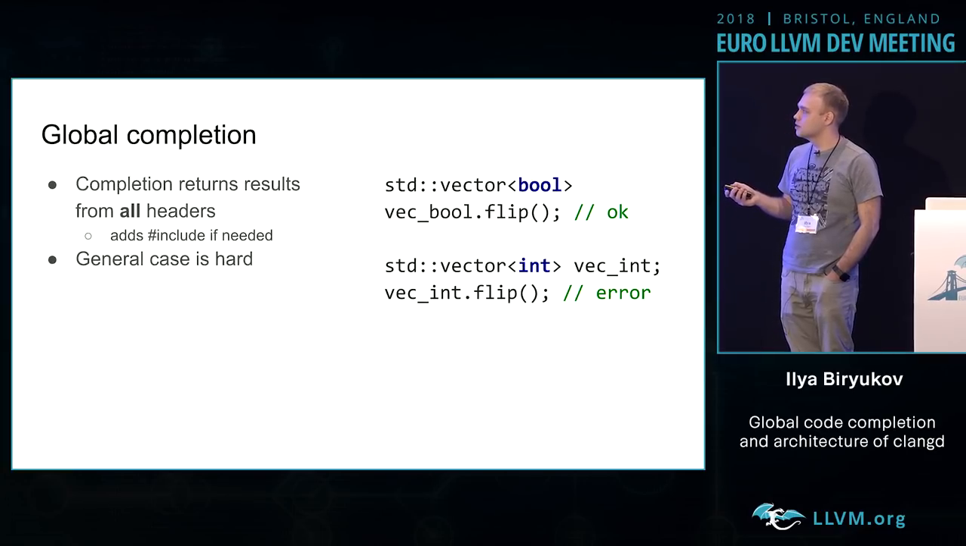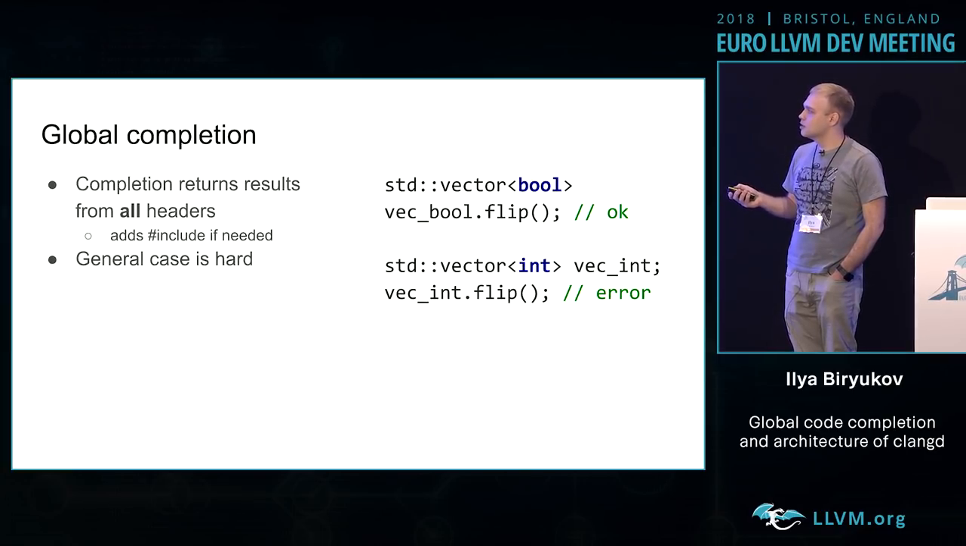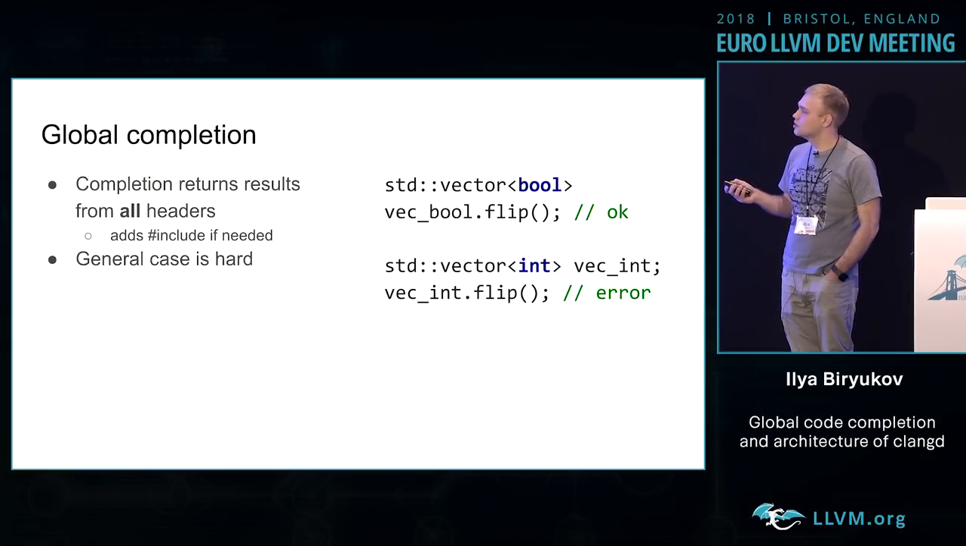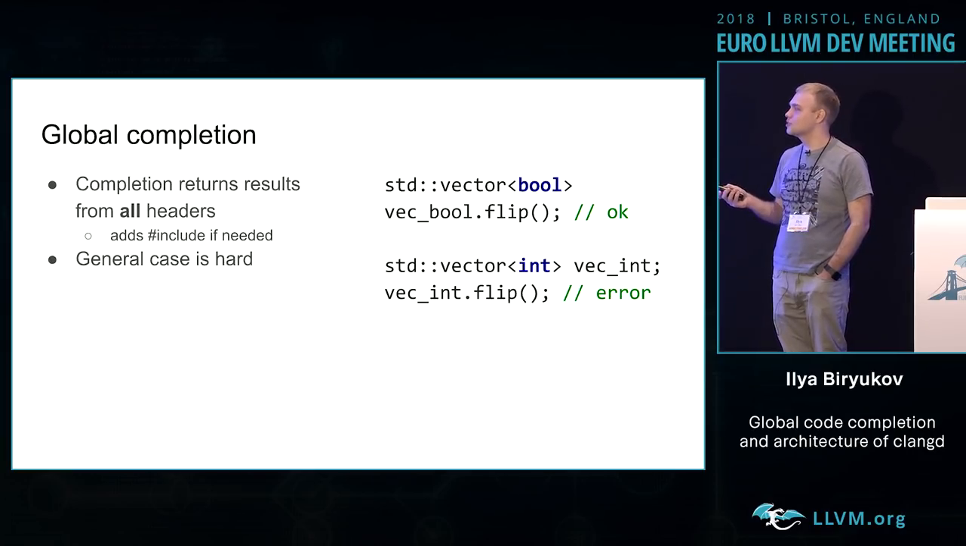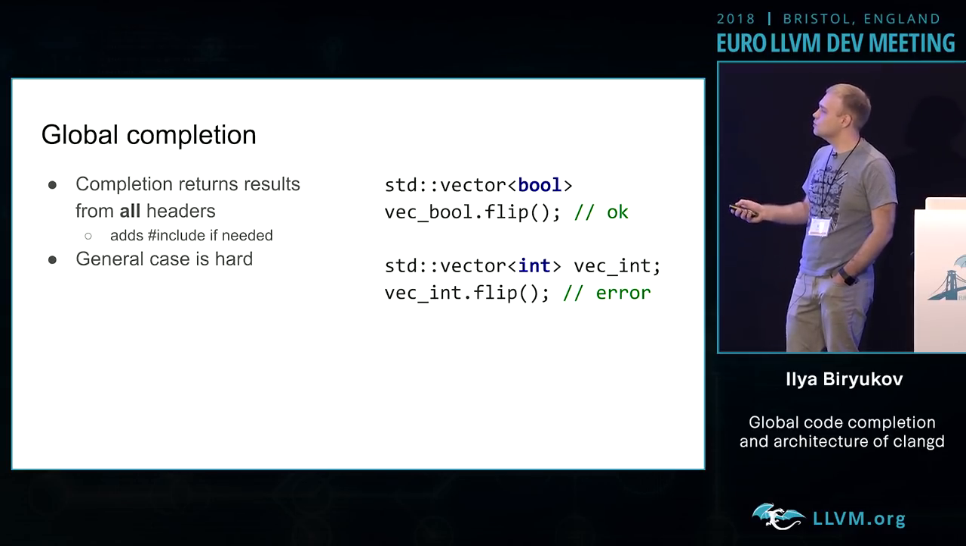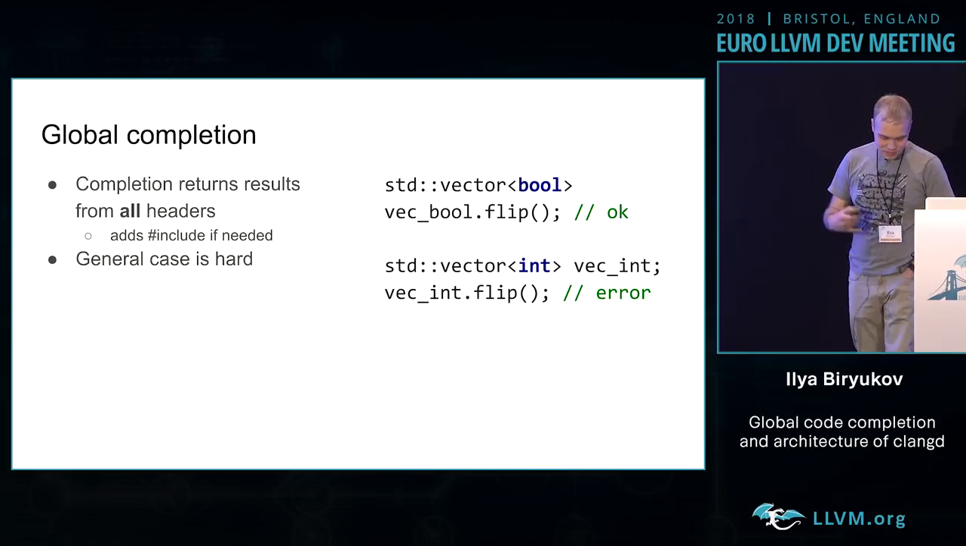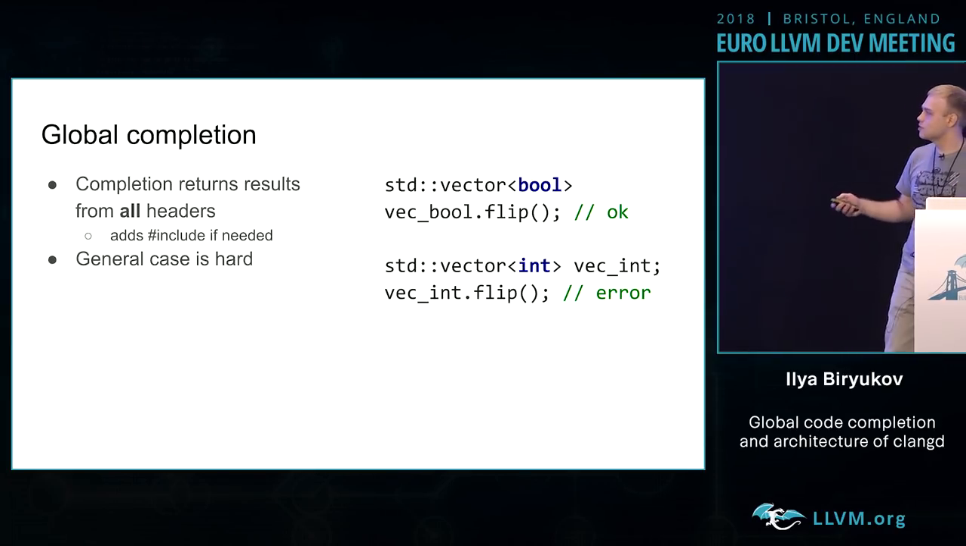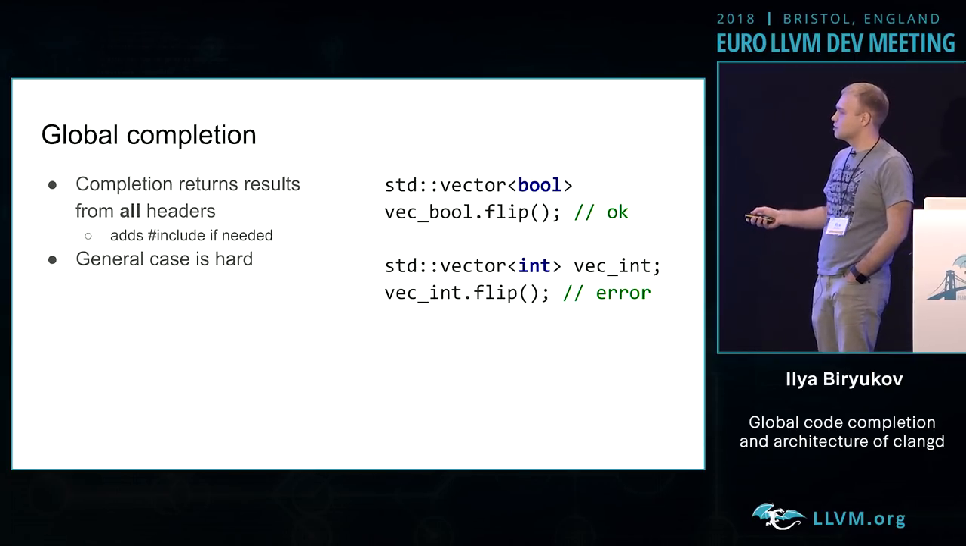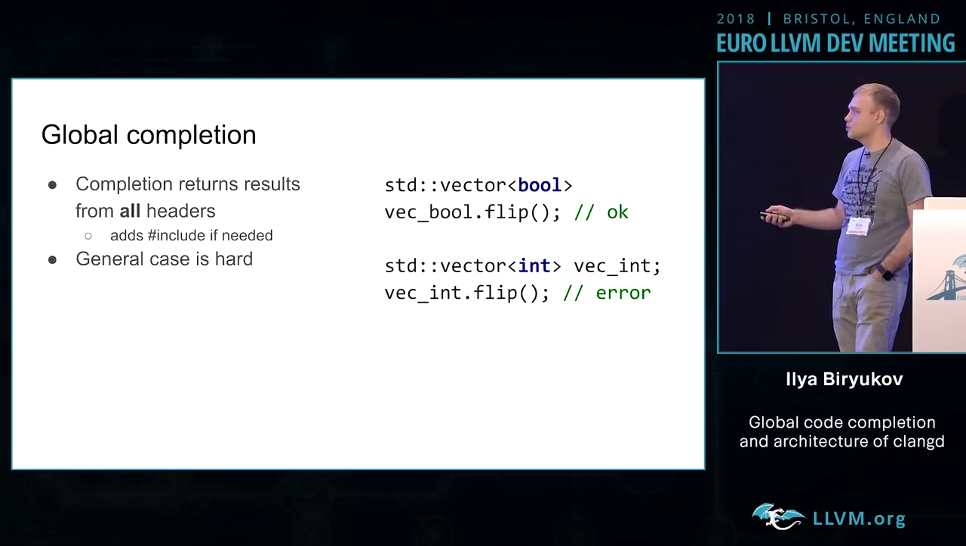for global indexes. Because here, say, the reason why you would want completion for flip is because vector of bool is a template specialization. And you need to know the full type information. And you need to run the full C++ semantic engine to get this information. And for vector of int, you will get an error. And you don't want completion results here.